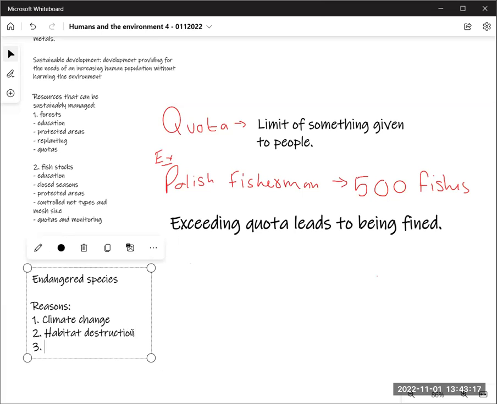The third one is hunting. We have over harvesting. And lastly, we have pollution.